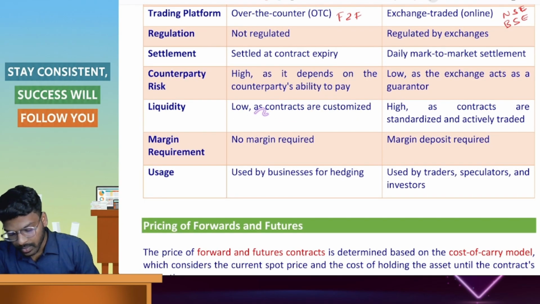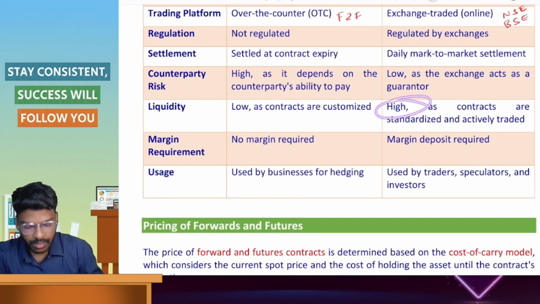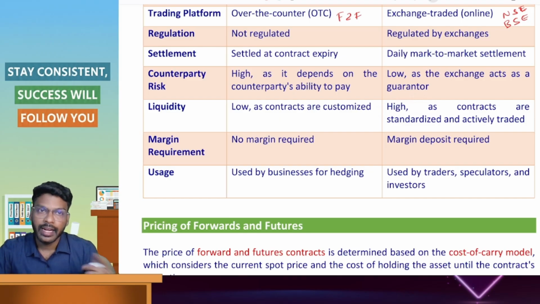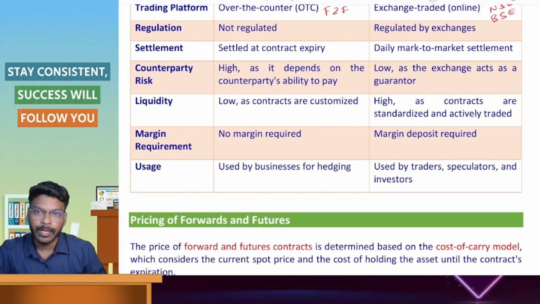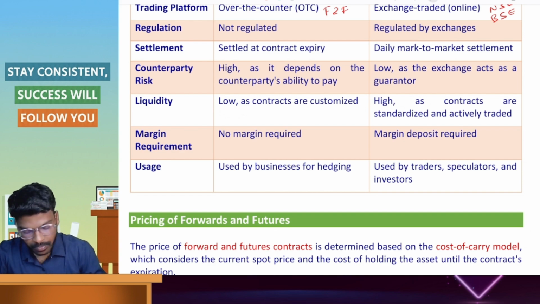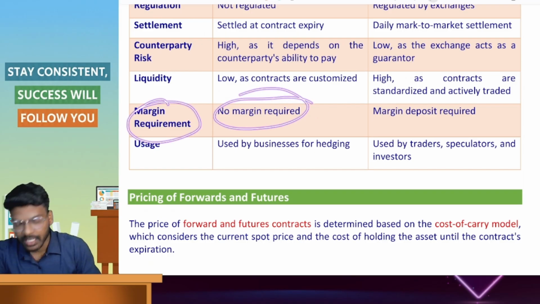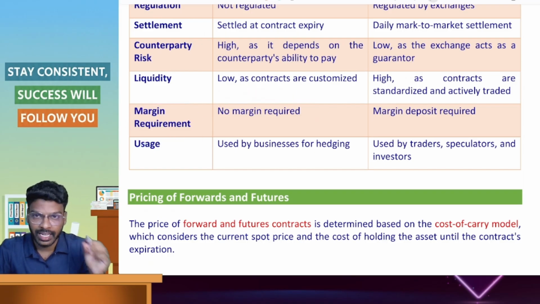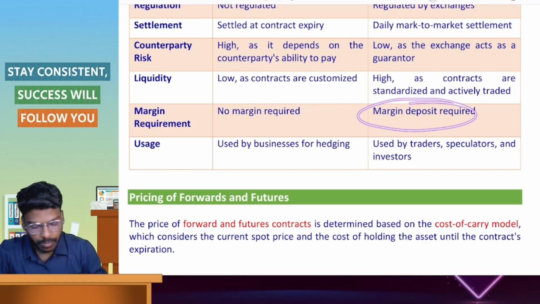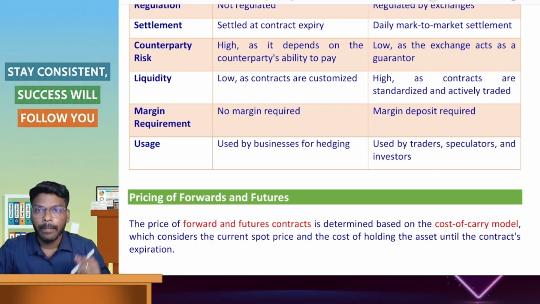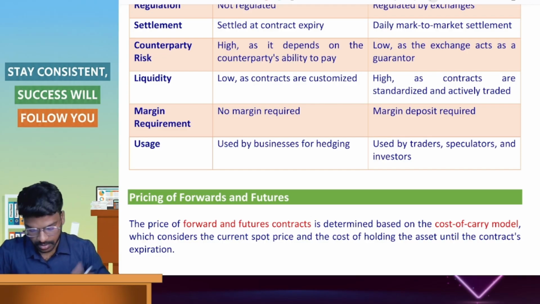Okay, liquidity. Forwards have low liquidity. In case of exchanges, the contract can be settled on a yearly basis. Margin requirement: there is no margin required in case of forwards if the contract does not specifically provide for it. In case of futures, the exchange requires the investor to deposit an initial amount, the initial margin should be kept, and there is also a maintenance margin. We will discuss it in a while.